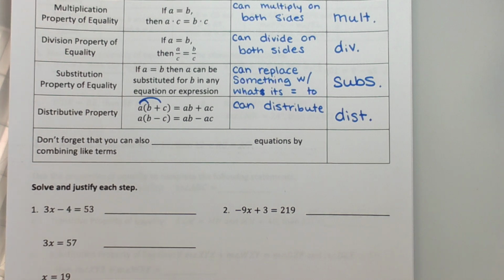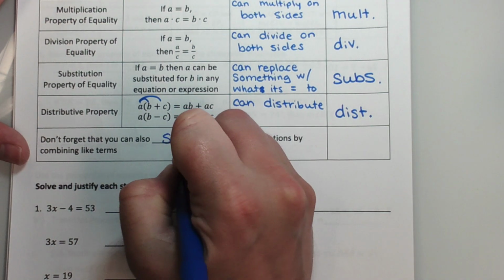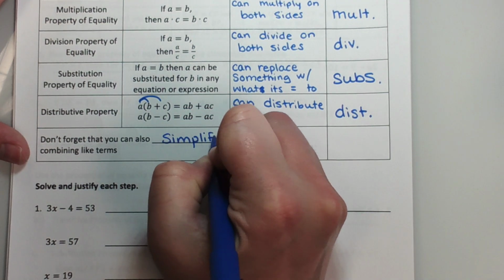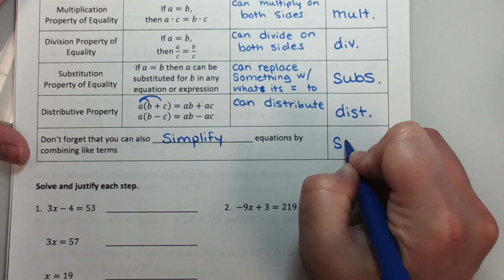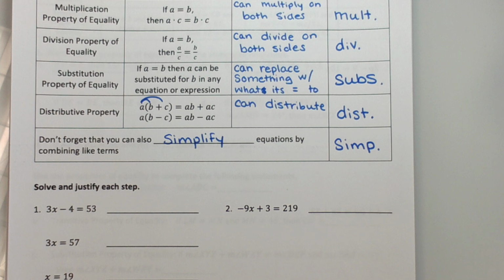DIST is generally what I do for a shortened version. And the last thing that's on here is, remember, you can also simplify equations by doing things like combining like terms. SIMP is simplify.